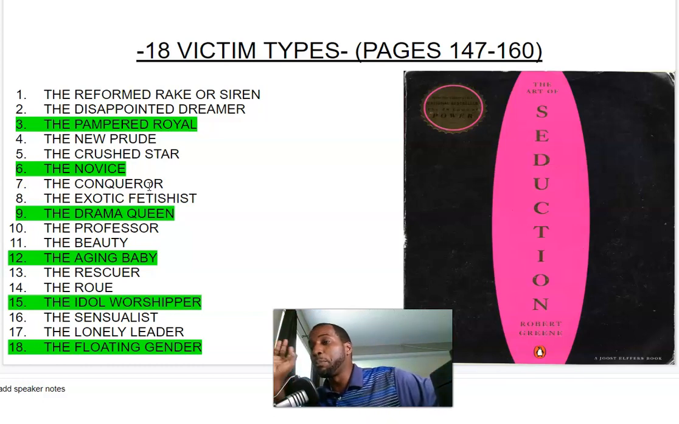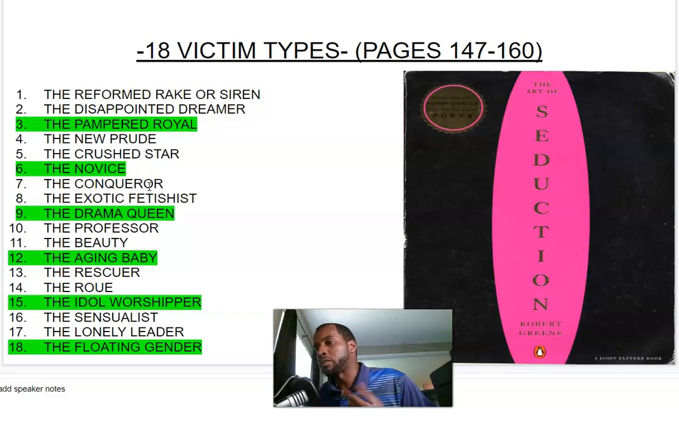I am willing to bet you will find one of those 18 types in the person you talk to right now. I don't care if you talk to them for 1 hour, 1 day, 1 month, 1 week. Hell, you can even talk to them for 10 seconds. You will find one of these 18 types in your person of interest.